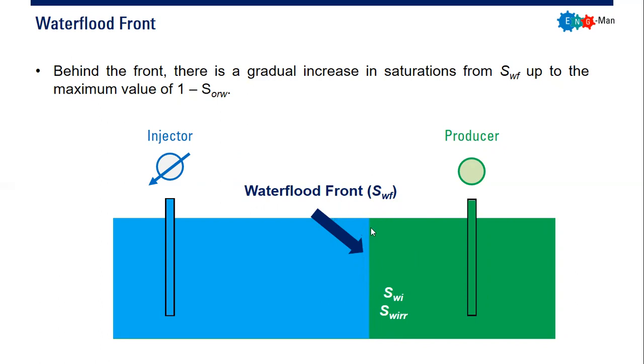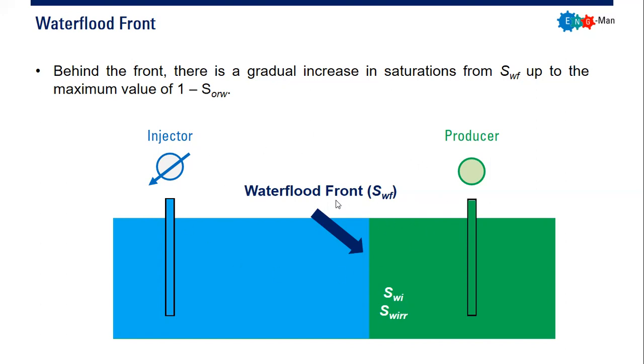The water saturation at this front is SWF, and the water saturation ahead of this front is initial water saturation if it is a new waterflood, or you can also say irreducible water saturation, okay? And you can also say that ahead of this zone, this green zone is an oil zone that hasn't been flooded, whereas this blue zone behind the front is increasing in water saturation. Okay, this flooded zone has water saturation that keeps increasing as the waterflood progresses, right? And you can read behind the front, there is a gradual increase in water saturation from SWF up to the maximum value of 1 minus residual oil saturation. Okay, so this is where we start.